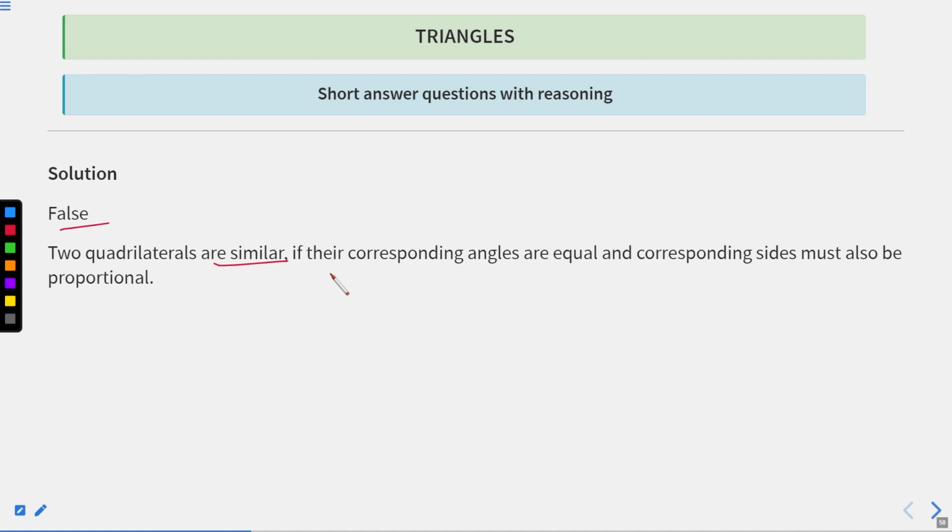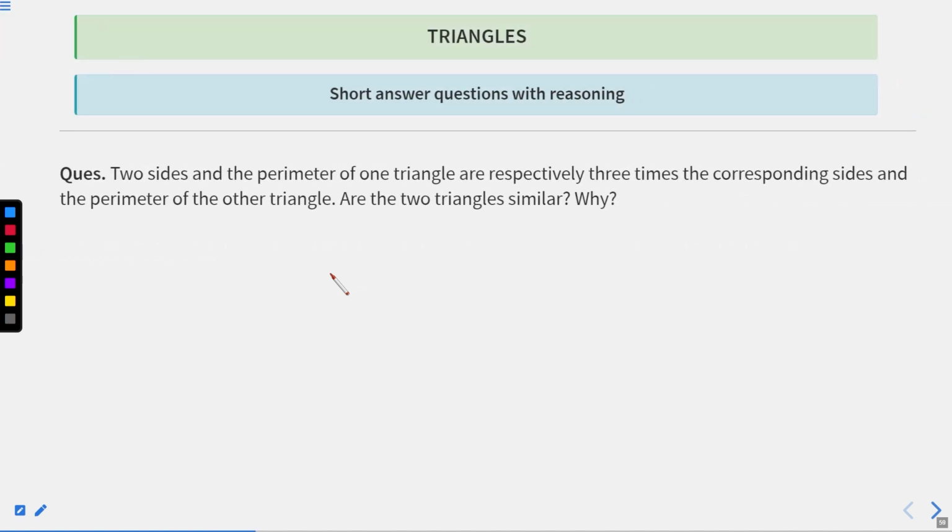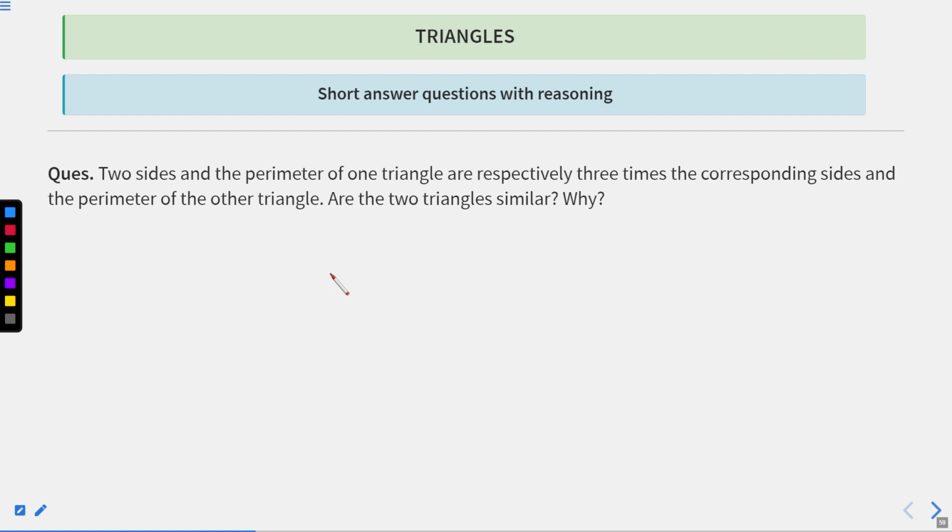Okay, so this statement is a false statement. And now let us move to the next question. In the next question, it says: two sides and the perimeter of one triangle are respectively 3 times the corresponding sides and the perimeter of the other triangle. Are the two triangles similar, and why?